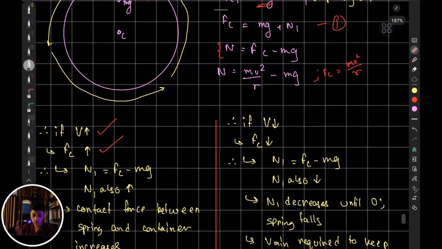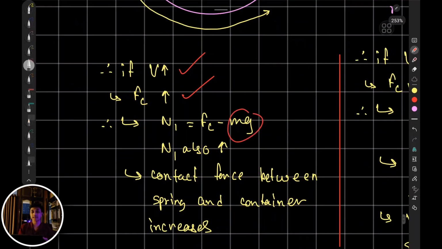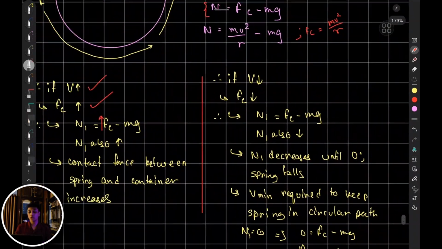Phenomenal. So what happens next is the normal contact force or the reaction force will also increase. Why? Because you know mg is a constant. It doesn't change. What changes? Fc. What are you doing to Fc? You're increasing it. Great. So if Fc increases, N1 or the normal contact force will increase. Since this is increasing and this is staying the same, the normal contact force increases.